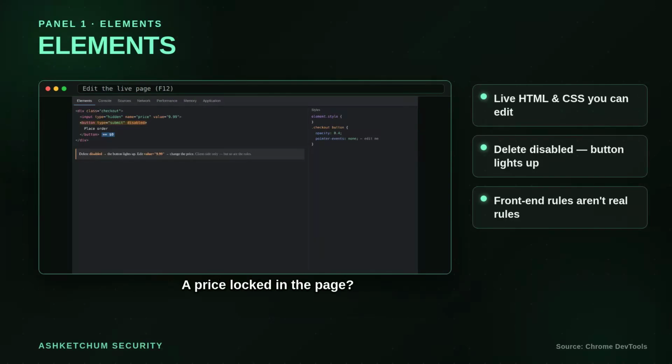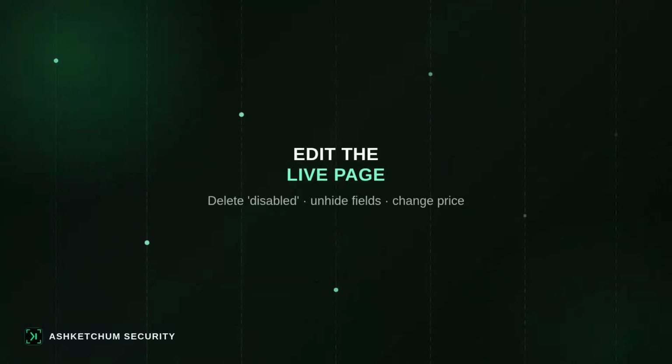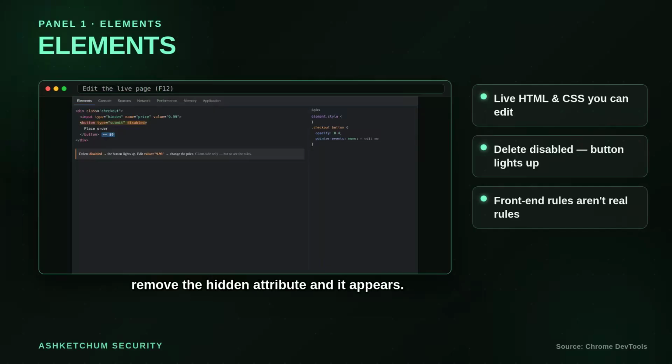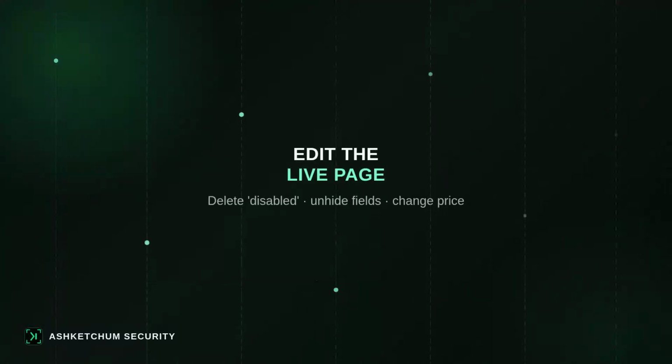See a grayed out button? Find it in the elements tree, delete the word disabled, and it lights up. A field the site hid from you, remove the hidden attribute, and it appears. A price locked in the page? Double click and edit it. None of this hacks the server. It just proves a rule that only exists in the browser is no rule at all. That single idea is behind a huge number of real bugs.